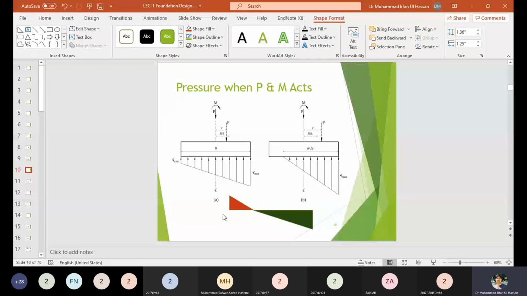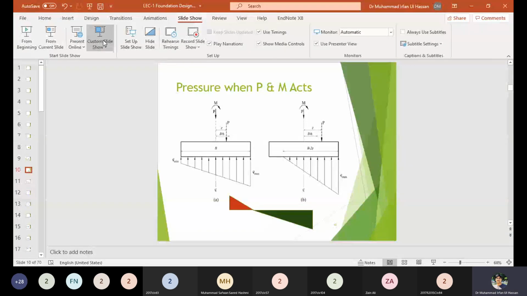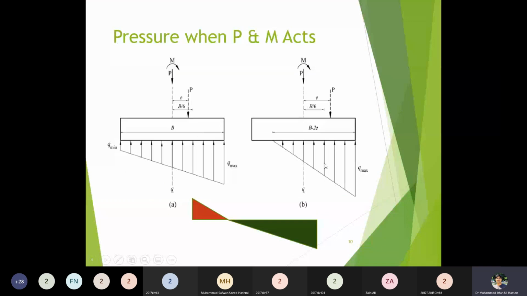So this pressure, the red color part, is in tension, so we will ignore it. If you see the diagram on the right-hand side, you see that only the green part is effective. So it means that we have to consider only this pressure.